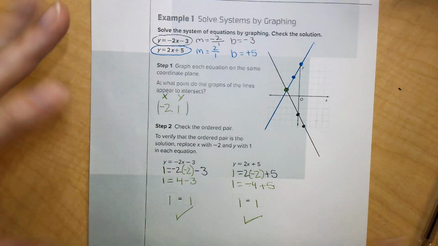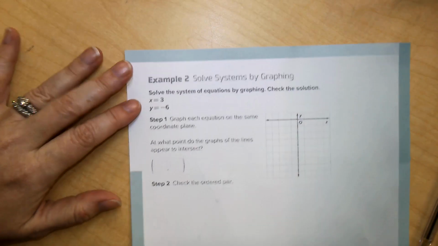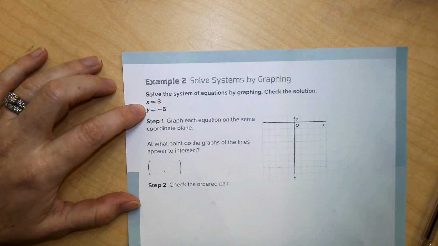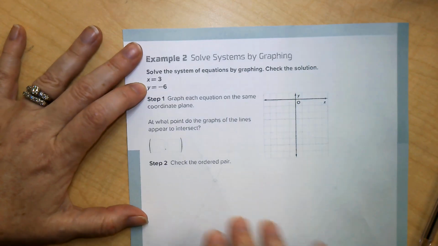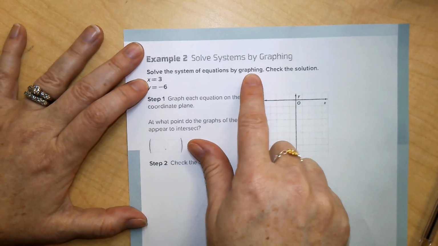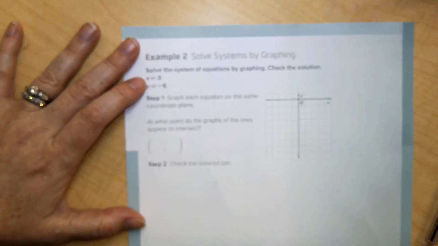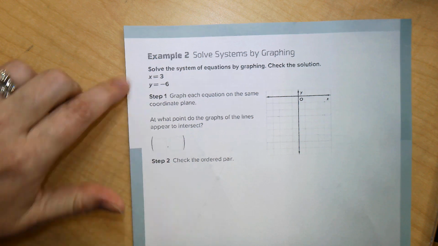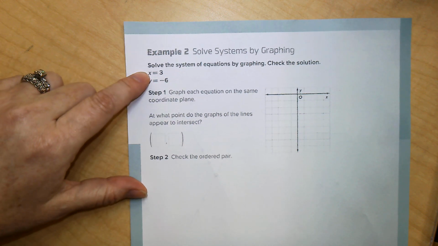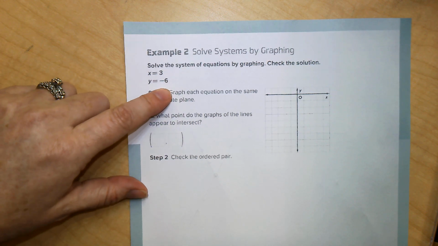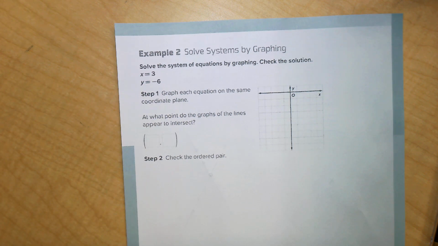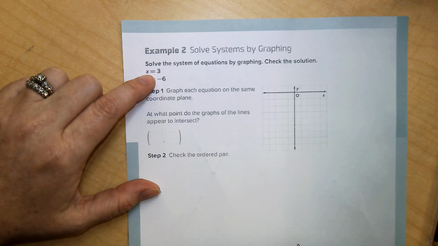All right, now let's flip to the back. On the back, we have x equals 3 and y equals negative 6. We're going to solve the system of equations by graphing and check our solutions. Now, if you remember when we were doing these, x equals 3 and y equals negative 6 are our straight, non-curved lines. One is horizontal, one is vertical. So let's do this one first.